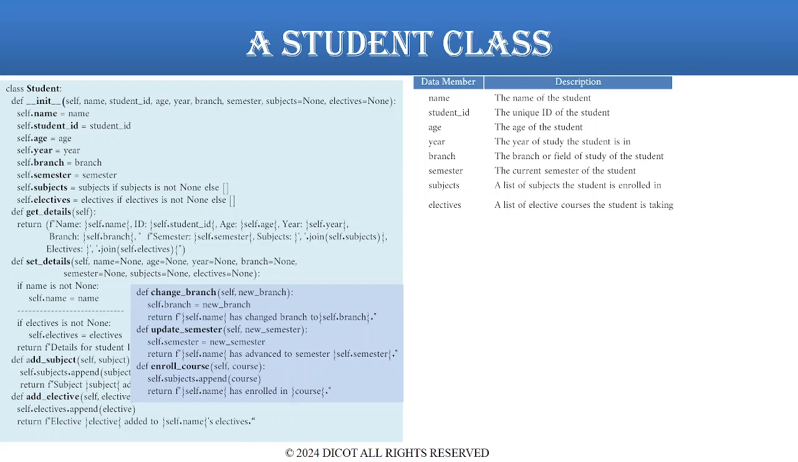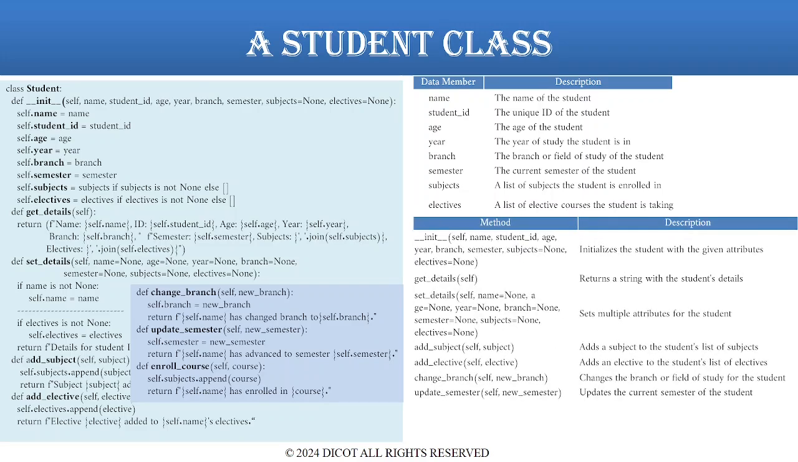Now, following are the methods and their operations. __init__ initializes the student with the given attributes. get_details returns a string with the student's details. set_details sets multiple attributes for the student. add_subject adds a subject to the student's list of subjects. add_elective adds an elective to the student's list of electives. change_branch changes the branch or field of study for the student. update_semester updates the current semester of the student.